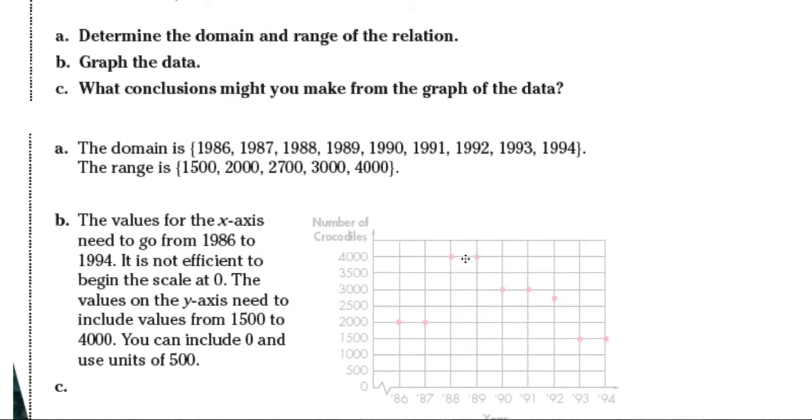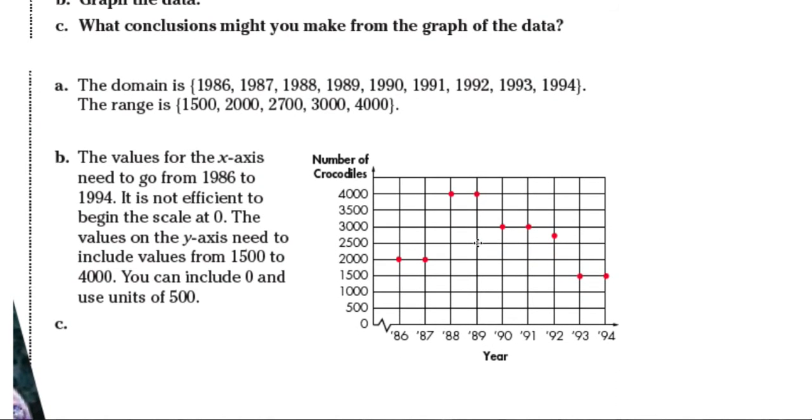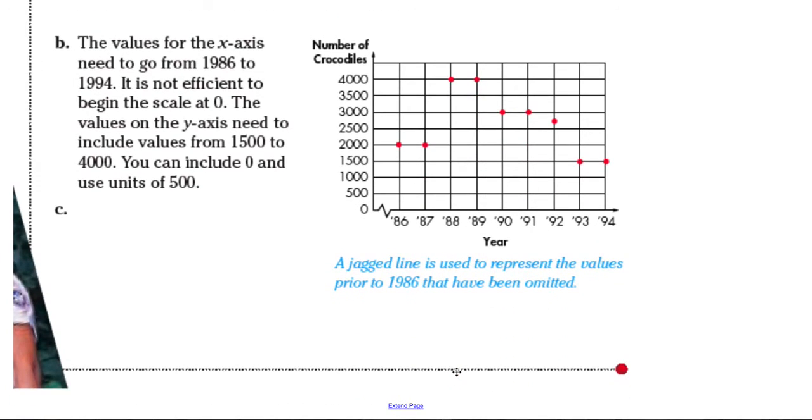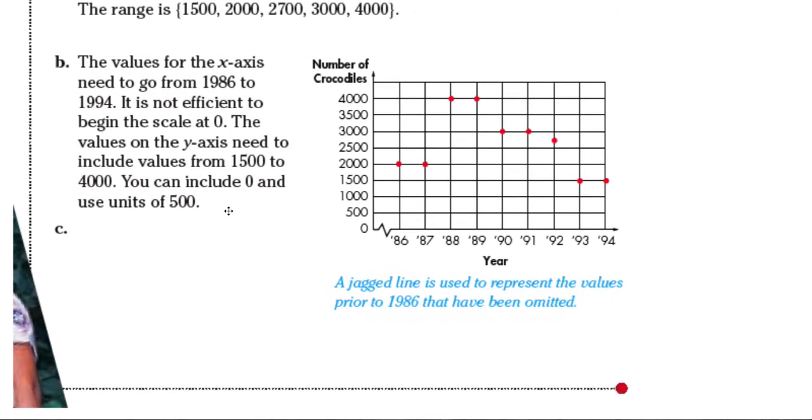So what is it saying? Something like this. Okay, so it's not efficient to start from 0 to 1986. So we create a break so that this graph will not become misleading. So this one is fine, your vertical axis, because you can start 0, 500, all the way to 4000, intervals of 500. Okay, again, a jagged line is used to represent the values prior to 1986 that have been omitted in the graph.